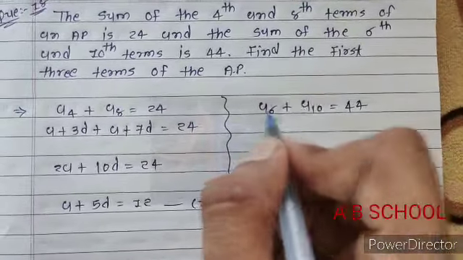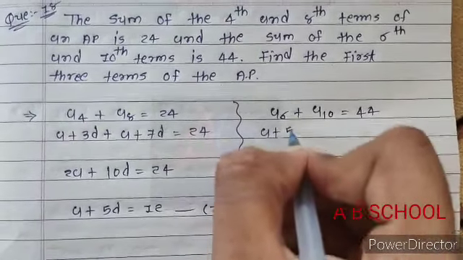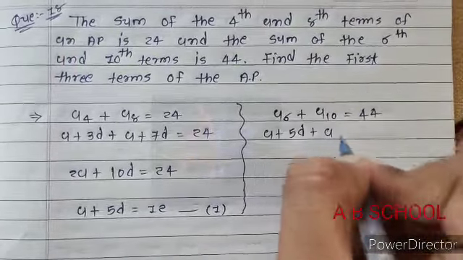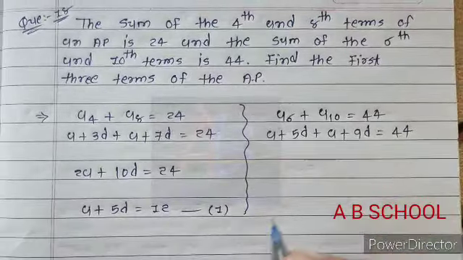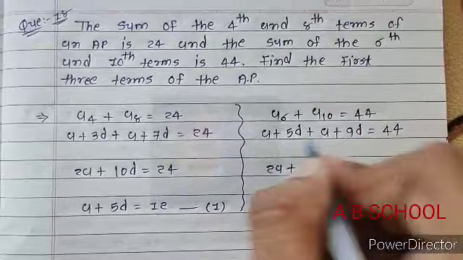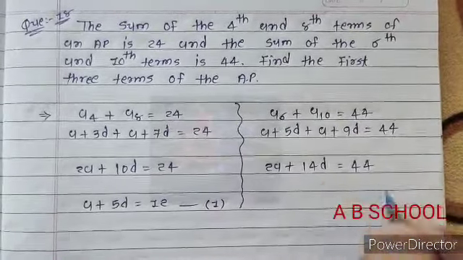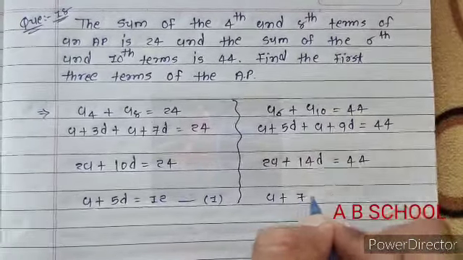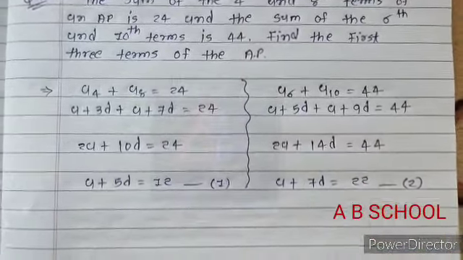The value of A6 by using the general form is A plus 5D. For A10, A plus 9D, and the sum is equal to 44. A plus A is 2A, 9D plus 5D is 14D, is equal to 44. So we cancel 2 from here, so A plus 7D is equal to 22, equation number 2.